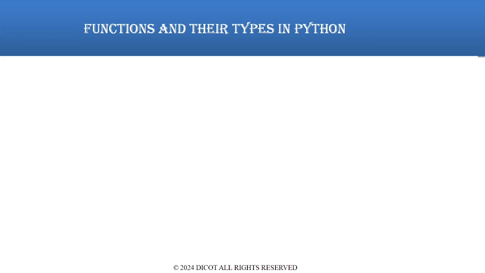In this presentation we will have discussion on the topic functions and their types in Python programming language. Functions in Python are a way to organize and reuse code. They allow you to define a block of code that performs a specific task, and then call that block of code whenever you need it, without having to write it again.